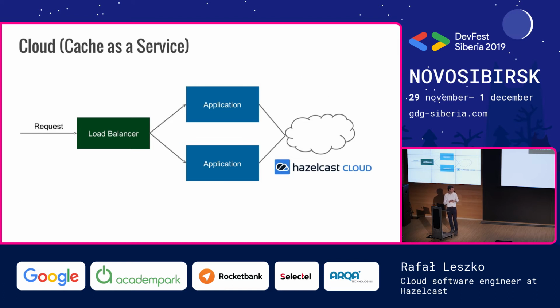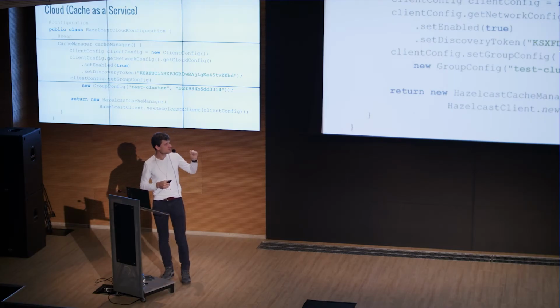How does it look like? So obviously you create a cluster in the cloud. How do you connect to this cluster? That will be configuration for Hazelcast again. So you specify some discovery token which you download from the web console, cluster name and password, and that's all. So there is no static configuration here.